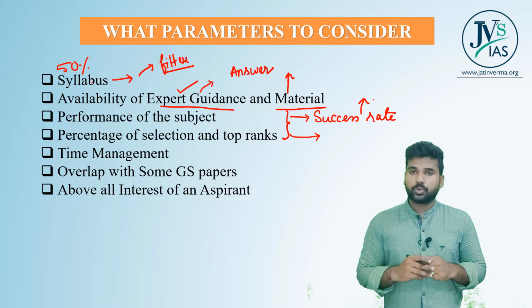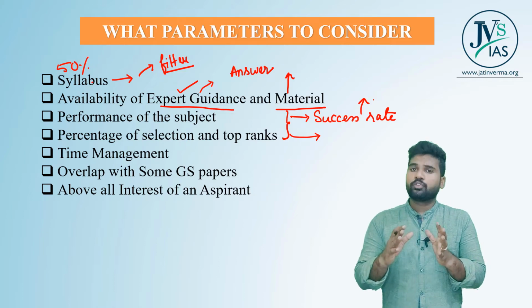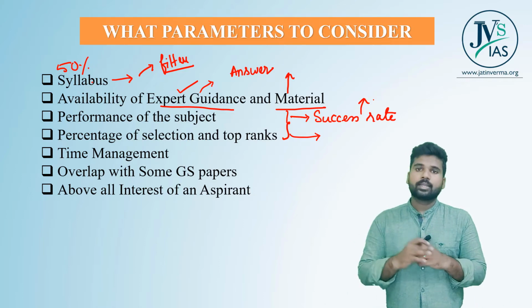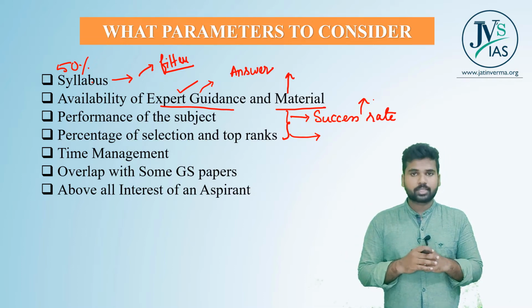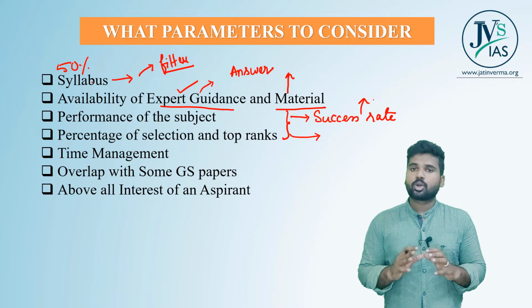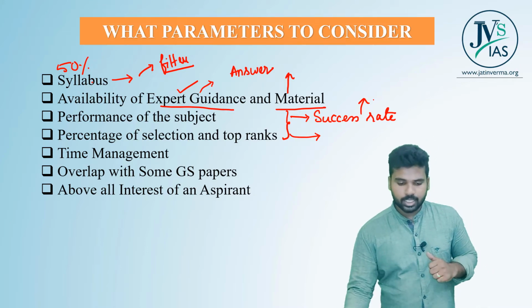So once you know this success rate, if the success rate is good, like even if it is above 5%, in all the selected candidates at least 5 to 10% is coming from this subject, then that subject is a prospecting subject for optional.